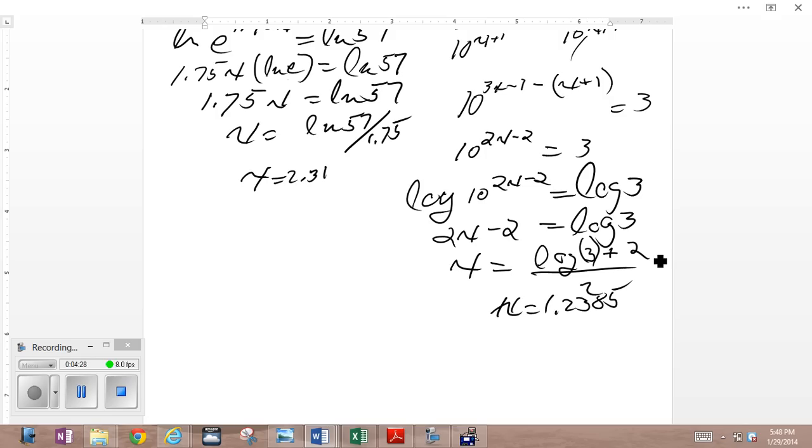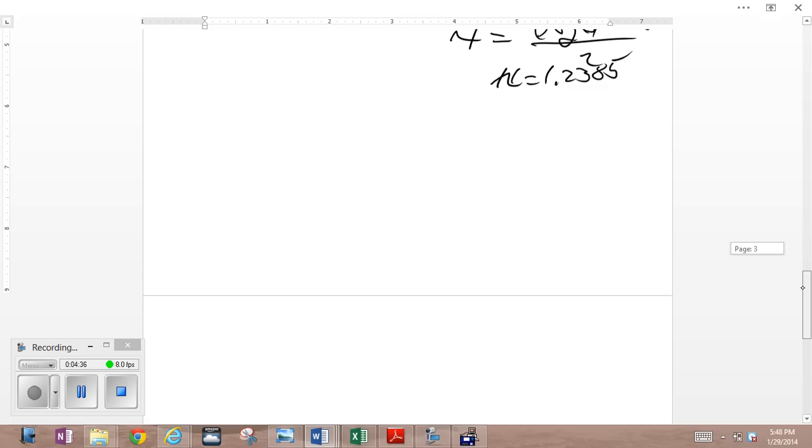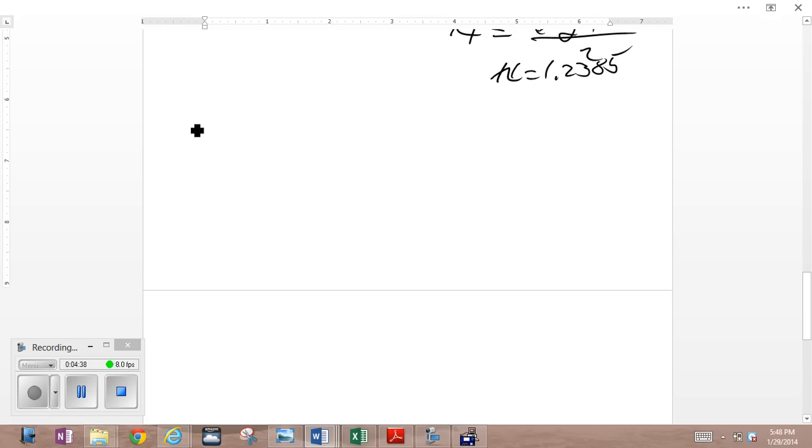Let's take a look at some that might prove to be a little bit more interesting. Let's look at this now. I've got 2 to the 2x minus 2 equal to 6 to the negative x. Again, I can't put them on a common base. Got to take the log of both sides. What log? I could take log base 2, but then I'm going to have to go through log conversion and use my calculator. So take natural log.